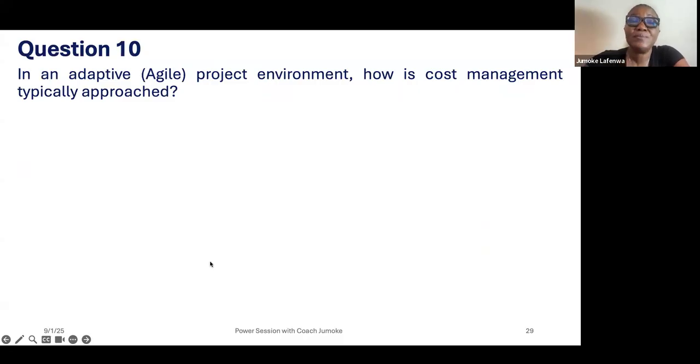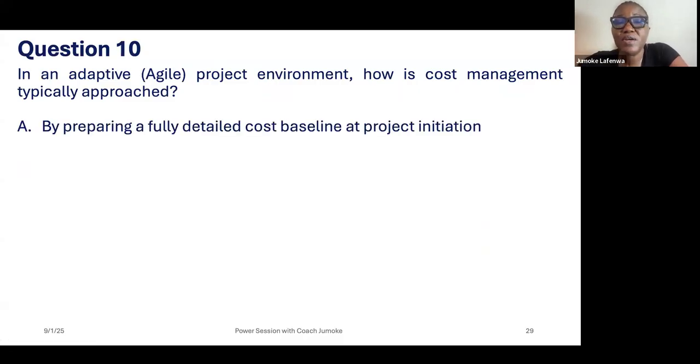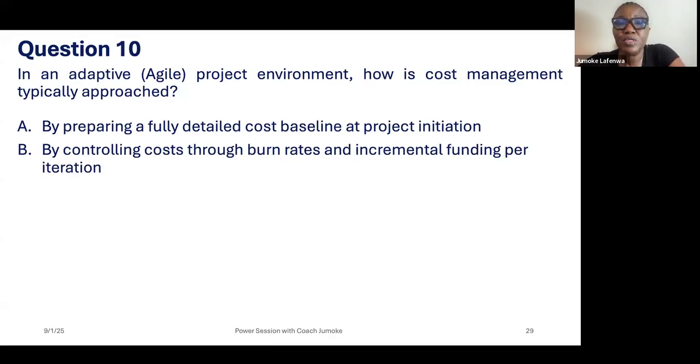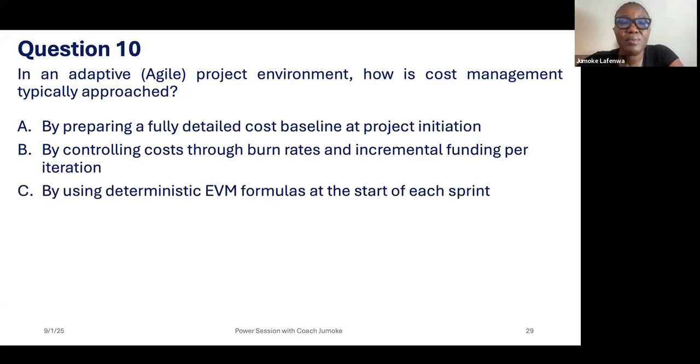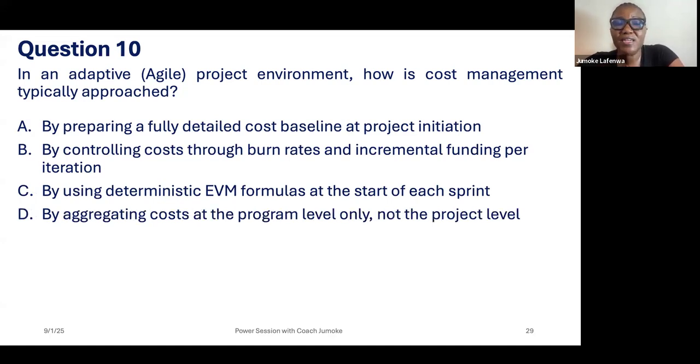The last question: in an adaptive project environment, how is cost management typically approached? A, by preparing a full detailed cost baseline at project initiation. B, by controlling costs through burn rates and incremental funding per iteration. C, by using deterministic earned value management formulas at the start of each sprint. D, by aggregating costs at the program level only, not the project level.